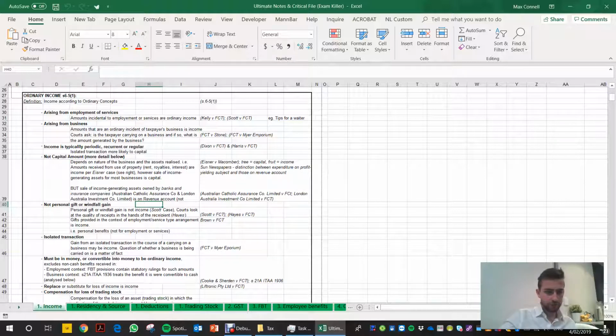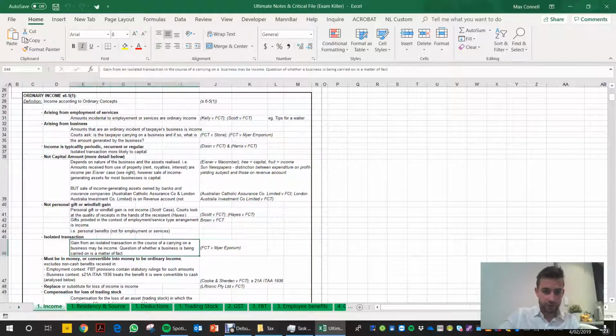So just moving on forward. So personal gifts or windfall gains are not income. You might get a trick question in the exam, like a lottery is not assessable income because it's a gift under Scott versus FCT. An isolated transaction in the course of carrying on a business may be income. So even though a transaction could be isolated, you could argue that it's capital because of that. If it's in the purpose of carrying on a business, it may be income. That's FCT versus Myer Emporium.